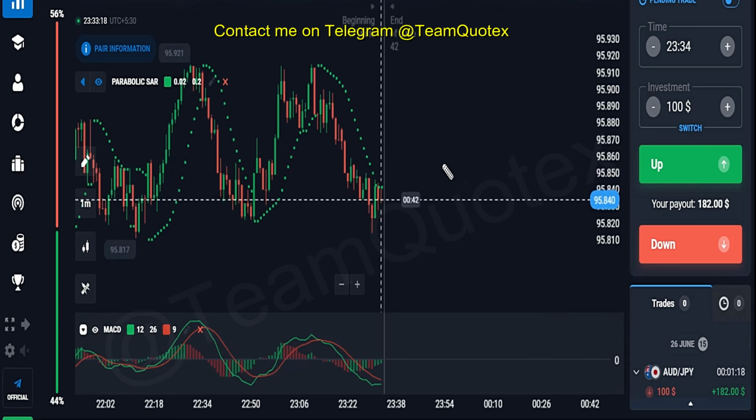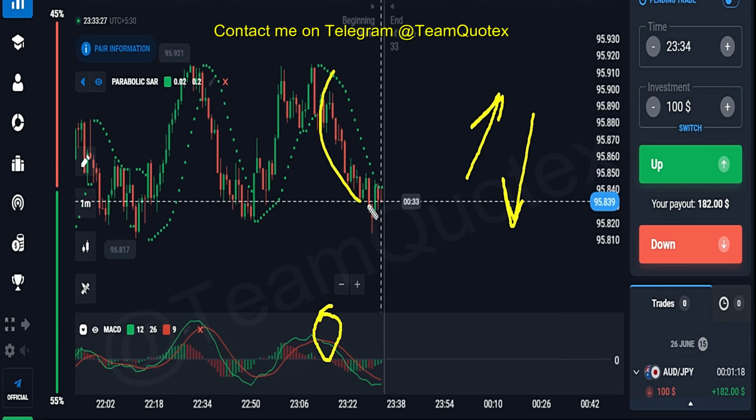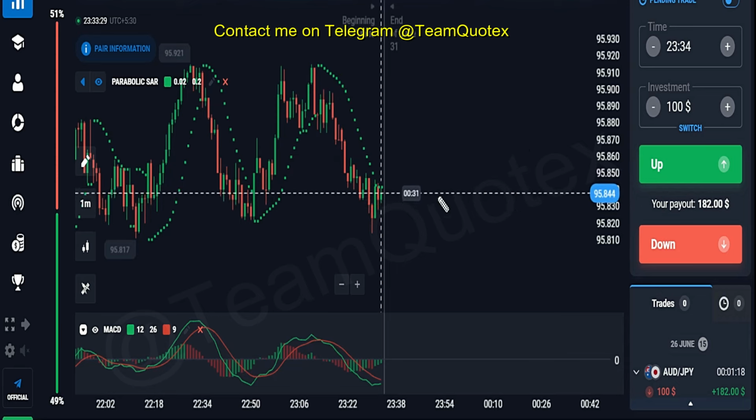All right. So now you know how you can trade in up direction and how you can trade in down direction, and how you can get the confirmation from MACD and parabolic. Because many traders teach you where you can trade, now I am going to teach you where you don't need to trade, where you can avoid your trading.